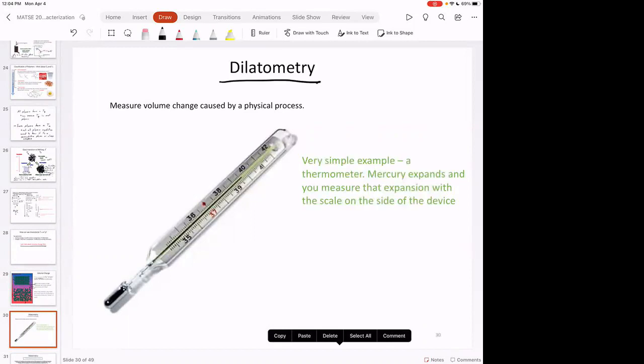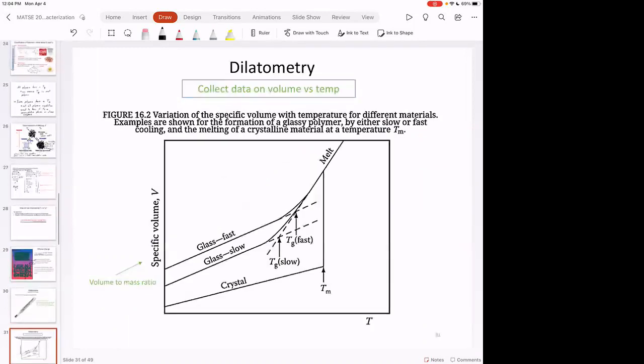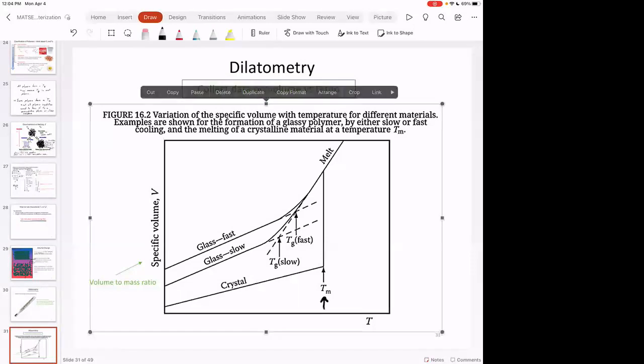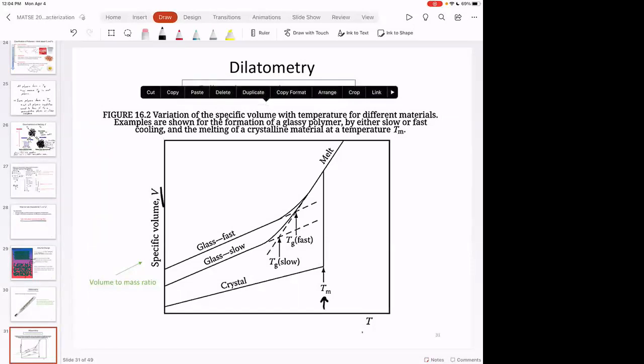Now, dilatometry is the study of volume as a function of temperature. And so the one thing that you need to remember in this section, and this is the last slide we'll cover, is that a crystal has a discontinuity in the volume versus temperature curve. That's why it's a first order phase transition. And it has a defined delta H of fusion. So you need both of those things. That's what defines a first order.